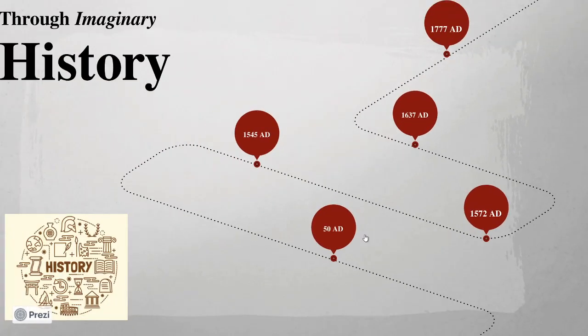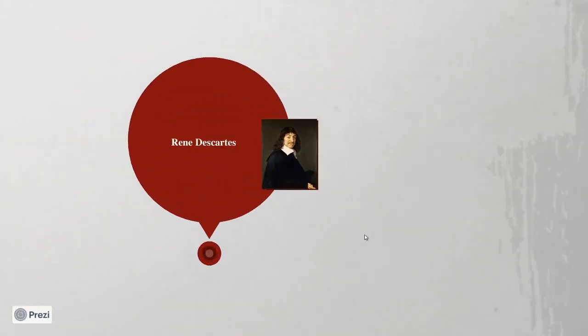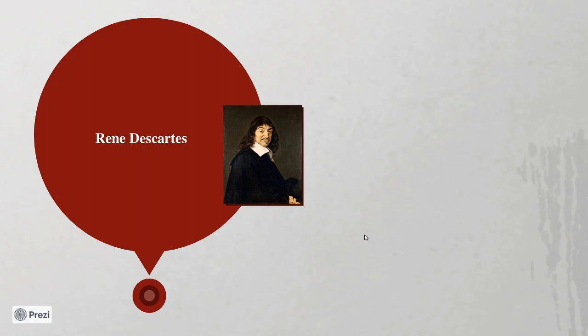Now let us go a little more years ahead, to 1637 AD. There was one philosopher called Rene Descartes. Do you find his name familiar? Do you find anything with his name?